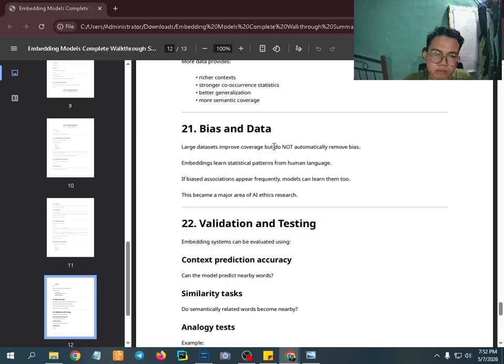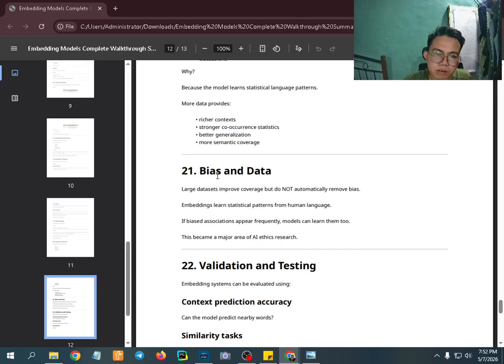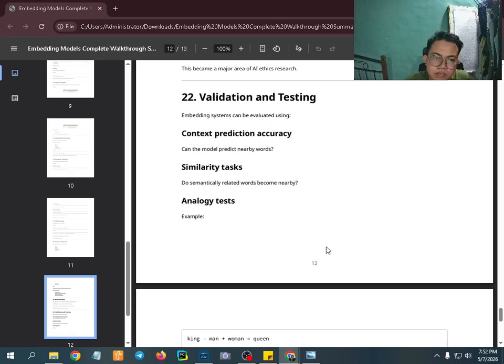Large datasets improve coverage but do not automatically remove bias. That's why we should be mindful of the data that we feed into training, because the model learns it too. If biased associations appear frequently, models can learn them. If bias or lies appear frequently, the model could also learn that. This became a major area of AI ethics research.